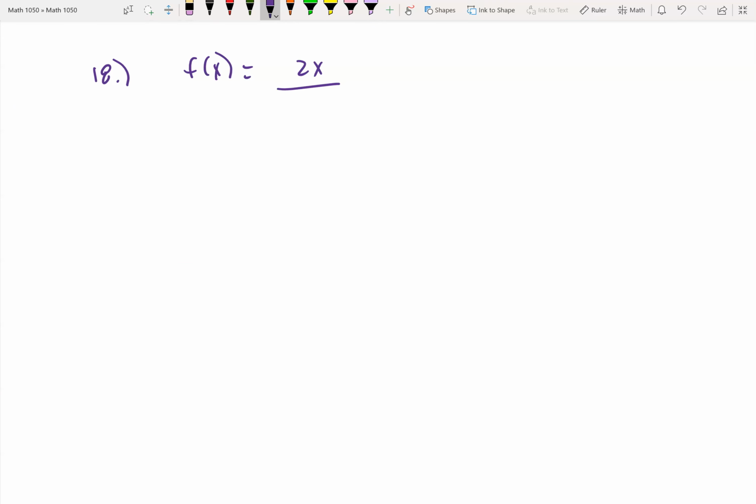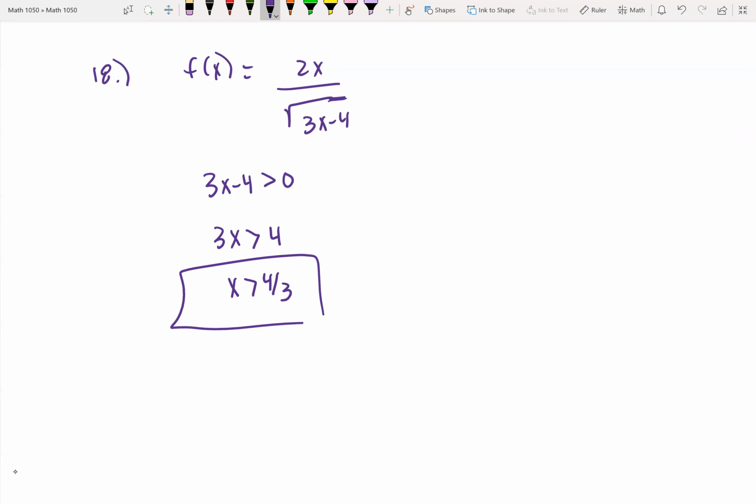Do I have a fraction with an x on the bottom that is not an even root? No. Do I have an even root on the top? No. Do I have an even root on the bottom? Yes. So you take the inside, and that must be greater than 0. It cannot be equal to 0 because you can't have a 0 on the bottom. Move your 4 over, divide by 3. There's your answer. They didn't tell me how to write it, so that is totally sufficient.